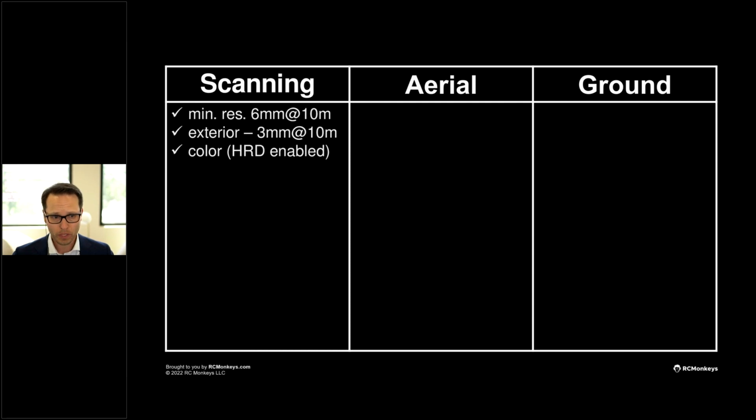For exterior scans, I would go with 3 millimeters at 10 meters, and then make sure you have that HDR enabled, and obviously you need to scan in color. I've heard some people actually using grayscale for photogrammetry. I haven't tried it, so I'm not sure exactly if that works or not.